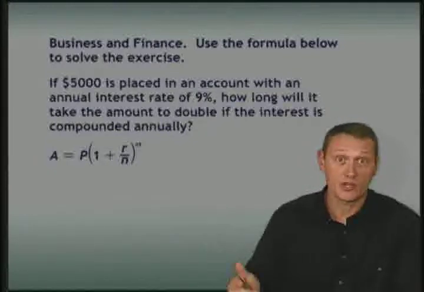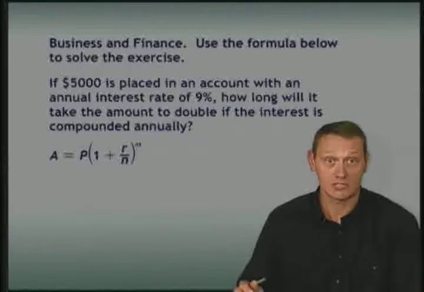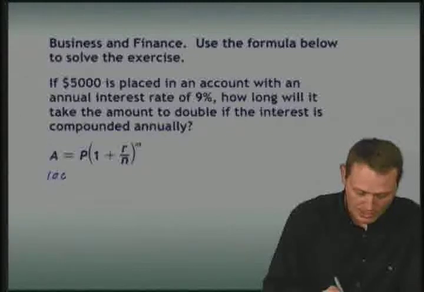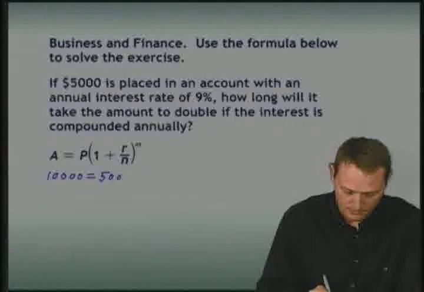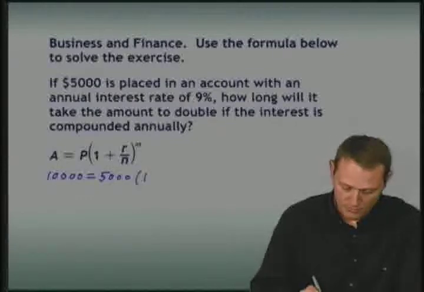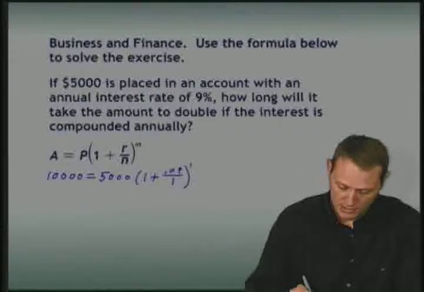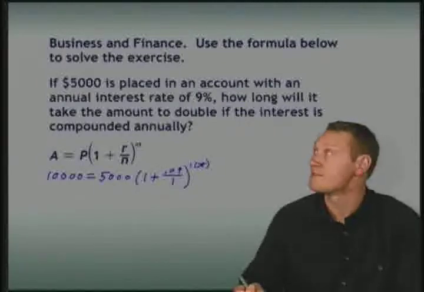Let's plug all of what we know in. Okay, we want it to double, so we want our ending amount, A, to be equal to 10,000. So we have 10,000 equals our initial amount of 5,000 times 1 plus our rate as a decimal, 0.09 over 1. That's compounded 1 time per year. And then N again was 1 times T. T is the unknown. How many years will it take?